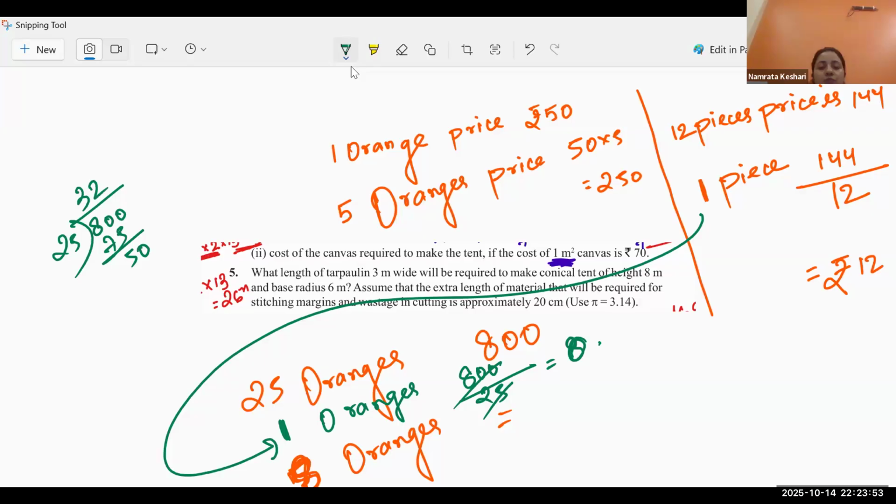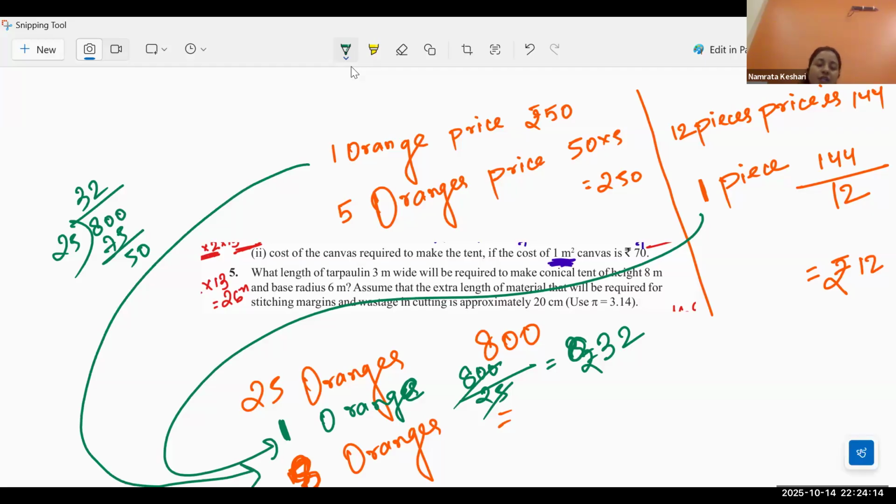It is coming 32. Okay. So if 25 oranges price is 800, then one orange price will be 32 rupees. Clear? Yes. And you have to find 8 orange price. Now you will be using the case 1. If one orange is 32, then 8 orange will be 8 into 32. Clear? Yes. So this is the third situation.